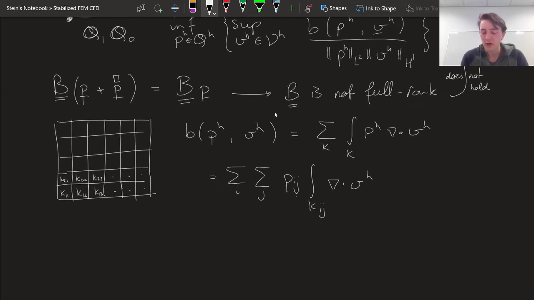So at this point I have an integral of a divergence. Well, that's exactly where the divergence theorem applies, and we can change this volumetric integral into a boundary integral. So that's going to be the same thing as the sum over i, the sum over j of Pij, and now, after applying the divergence theorem, I would get an integral over the boundary of the element Kij of v dot n.